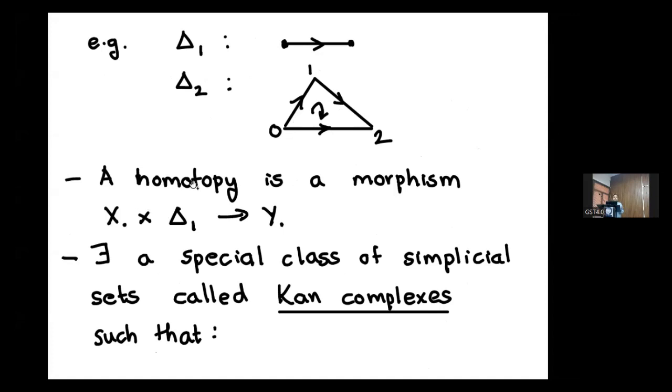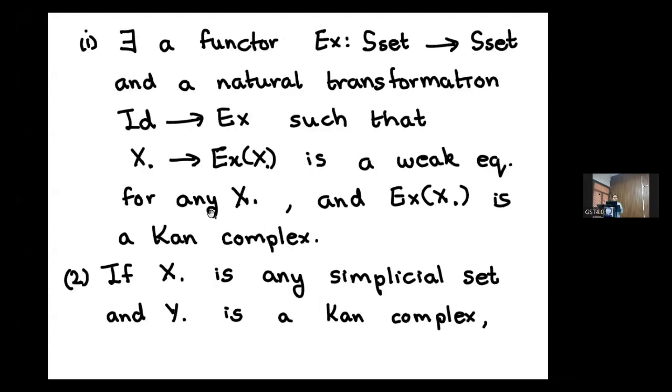And so then you can define a homotopy as a morphism from X cross delta 1 to Y. This is a homotopy of maps of X into Y. Just like over there we had CW complexes, here we study something called Kan complexes. I'm not going to explicitly explain what Kan complexes are, but I will say how they fit into this picture. One thing is that every space is weakly equivalent to some Kan complex, and in fact you can do this functorially. So there exists a functor.